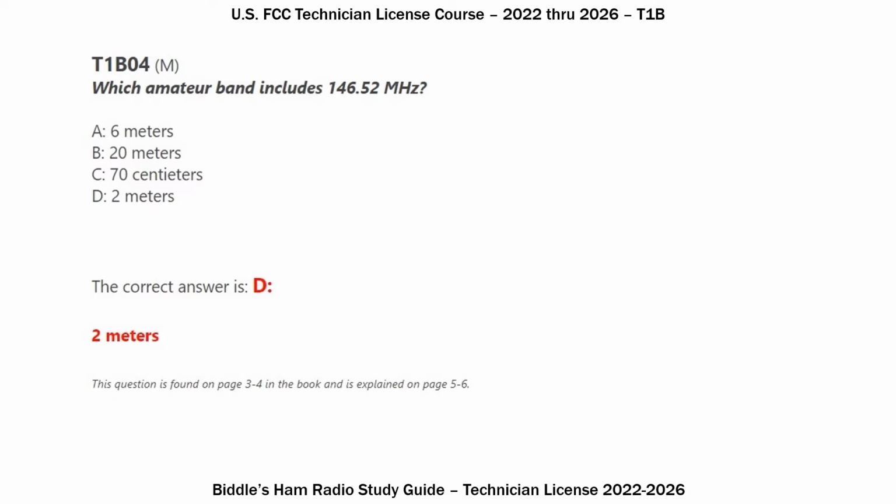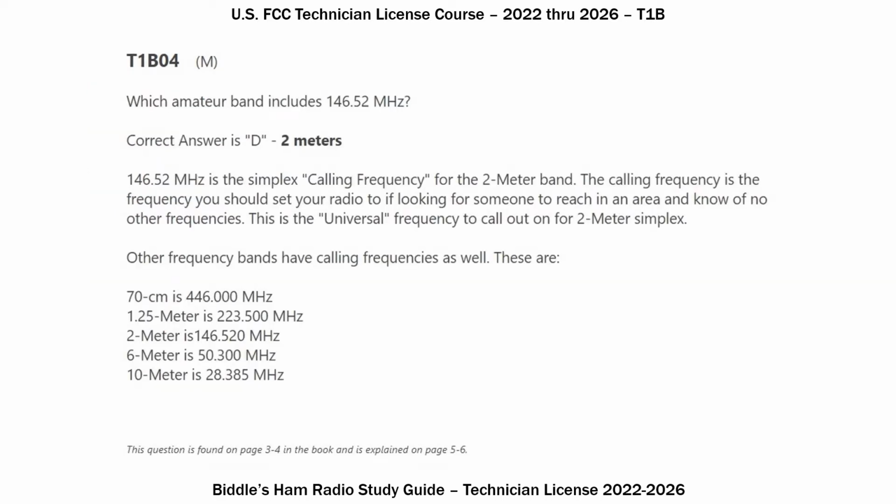So this is another example of where you need to know where your frequencies fall, which bands they fall between. 146.52 megahertz is known as the simplex calling frequency for the 2 meter band. The calling frequency is the frequency you can set your radio to if looking for someone to reach in an area and you know of no other frequencies. This is a universal frequency to call out on for 2 meters. Simplex, which means you're not using a repeater. Simplex communication is non-repeater communication.